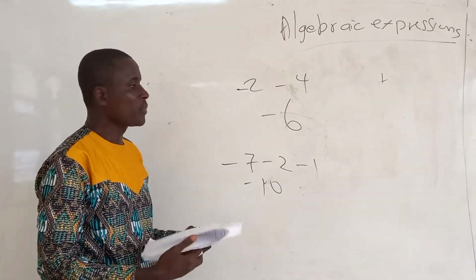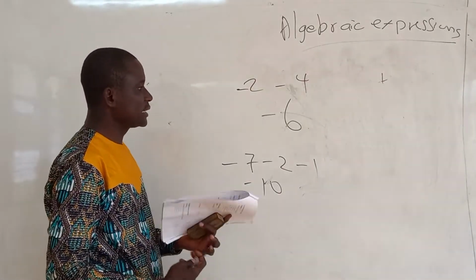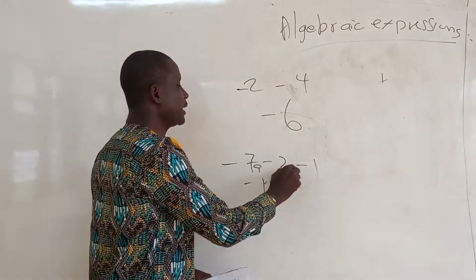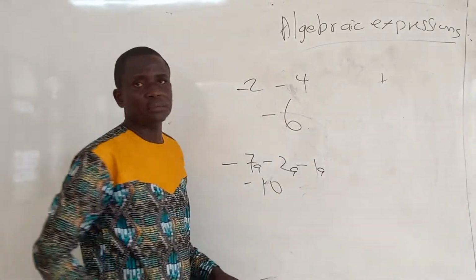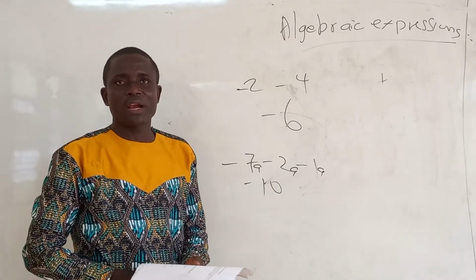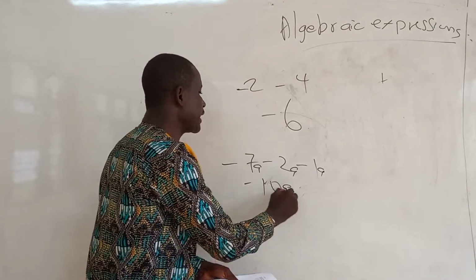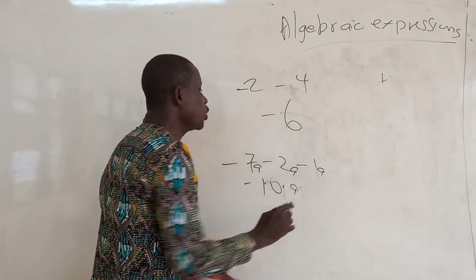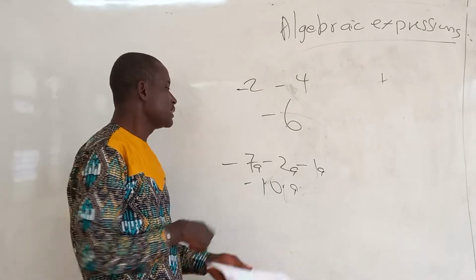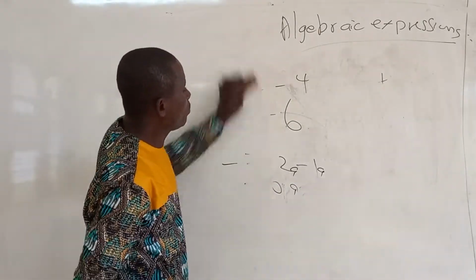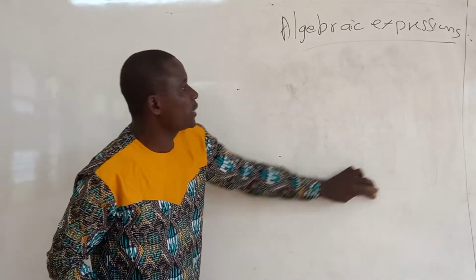Is that okay? If that's the case, assuming the question were to have a letter, let's say A, then it is a matter of just attaching the A here. Once you know how to deal with the coefficient, then it is a matter of attaching this. Is that okay?